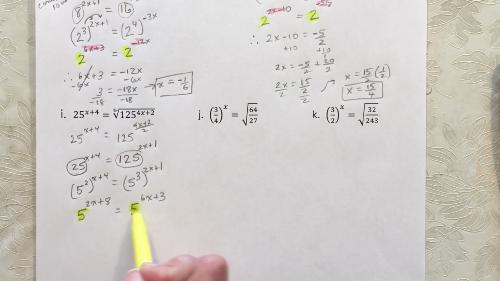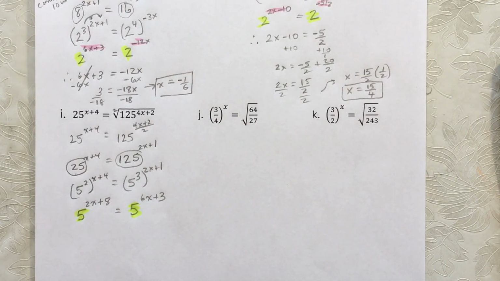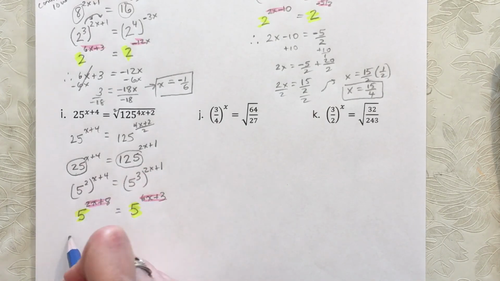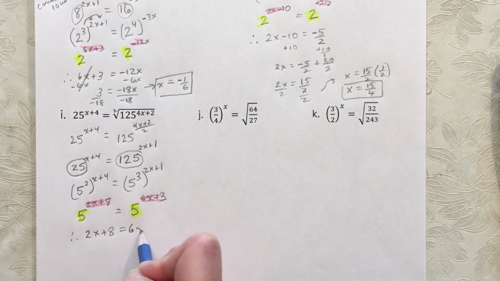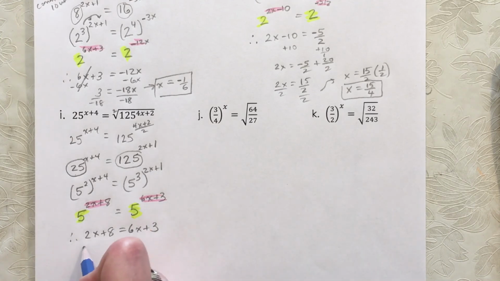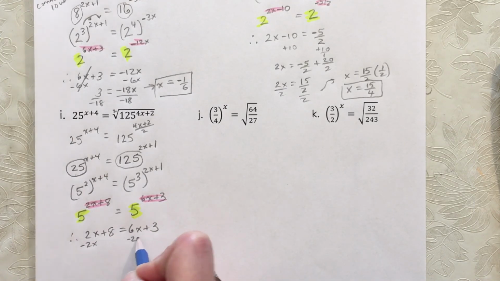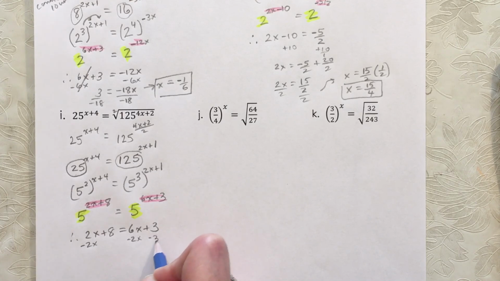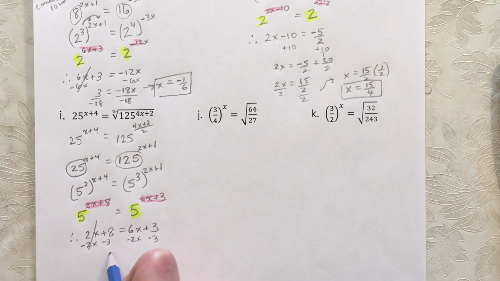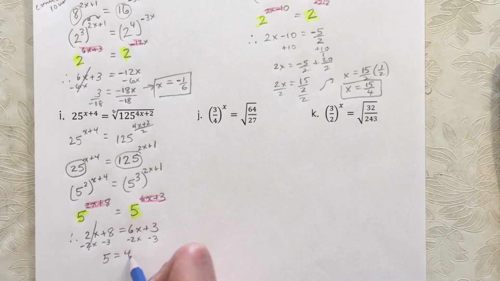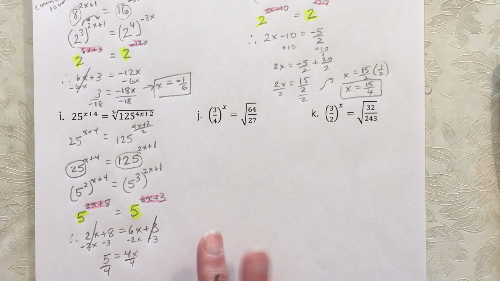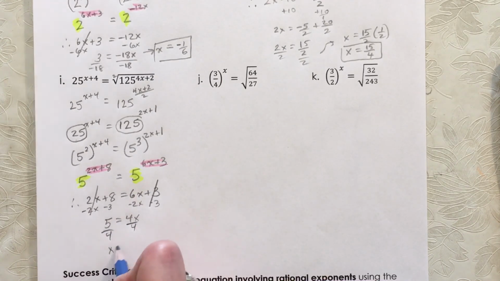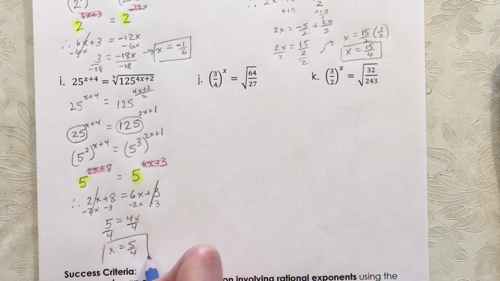Bases are the same on both sides. Exponents are the same then. So therefore 2x plus 8 has to equal 6x plus 3. So I'll get the x's together on the same side and the plain numbers together. So I've got 5 is equal to 4x, giving me a final answer of x being 5/4.